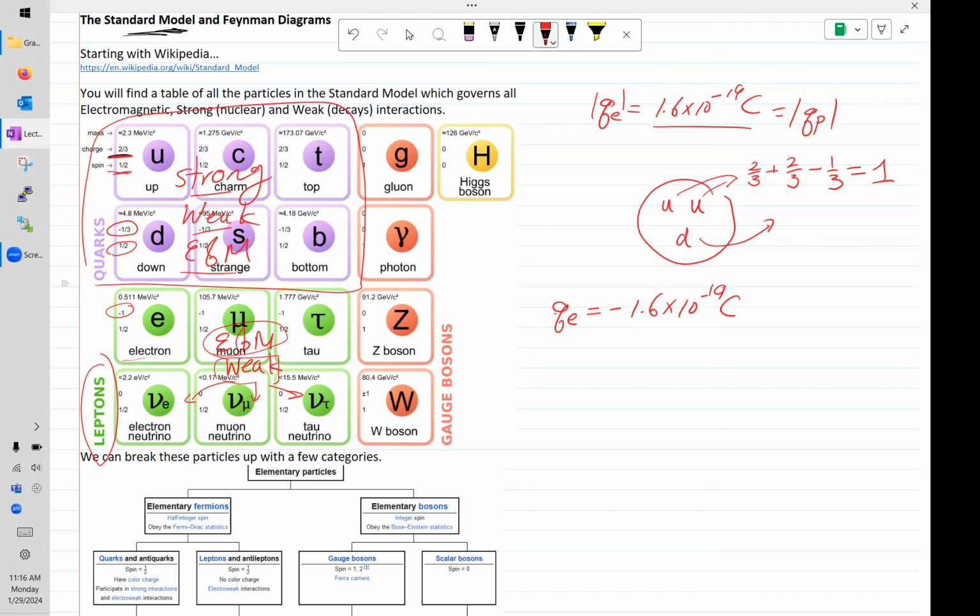Just to give you a number, the top left corner here for the electron neutrino is less than 2.2 electron volts per c squared. Compare that to the mass of an electron, which is 500,000 electron volts. So the mass of a neutrino is about 250,000 times less than the mass of an electron. An electron's already very light.